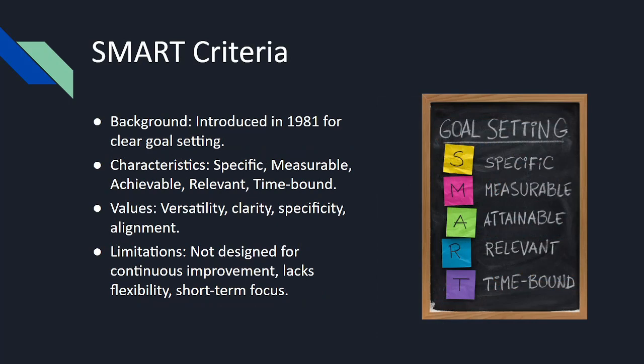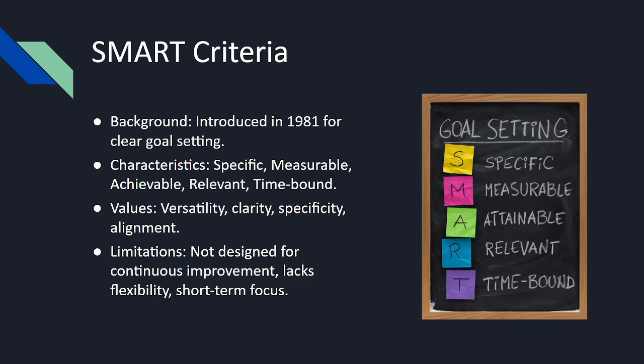Next, we're going to move on to the SMART criteria. SMART criteria stands for specific, measurable, attainable, relevant, and time bound. It was introduced in 1981 for clear goal setting. The idea of this was to reduce confusion and give a clear route to success. It has helped to create clarity, focus, and drive and purpose.